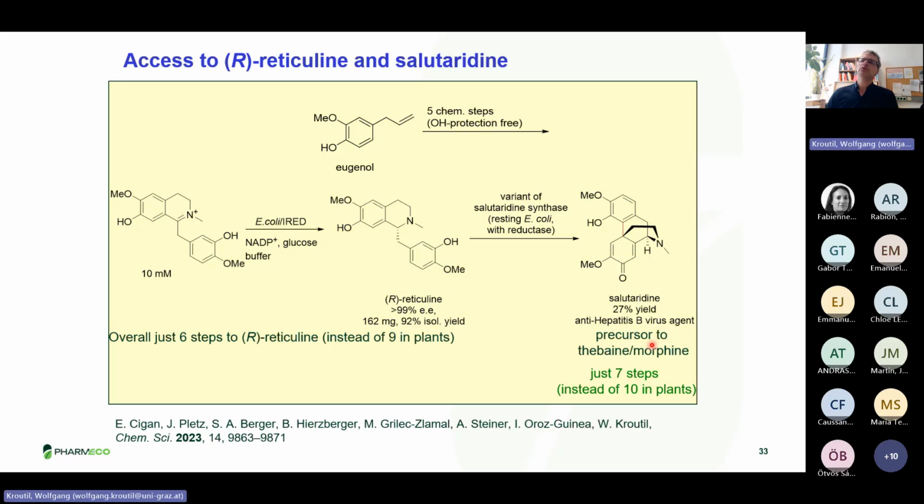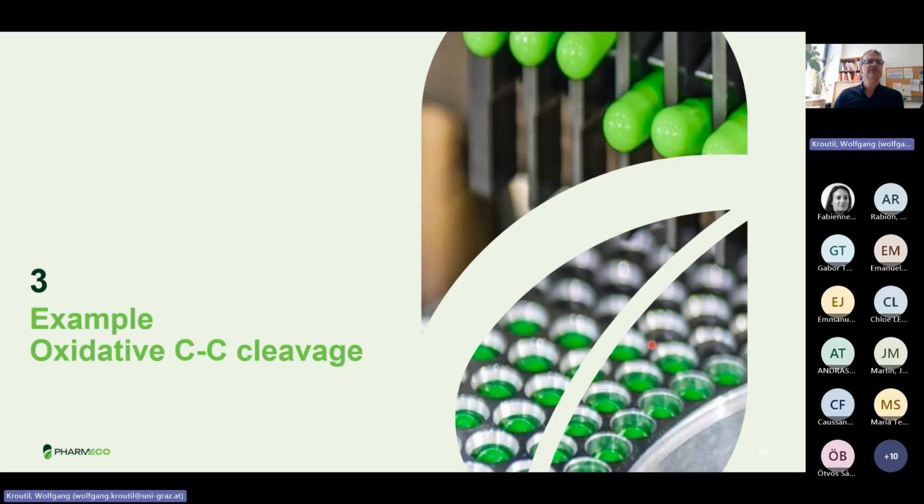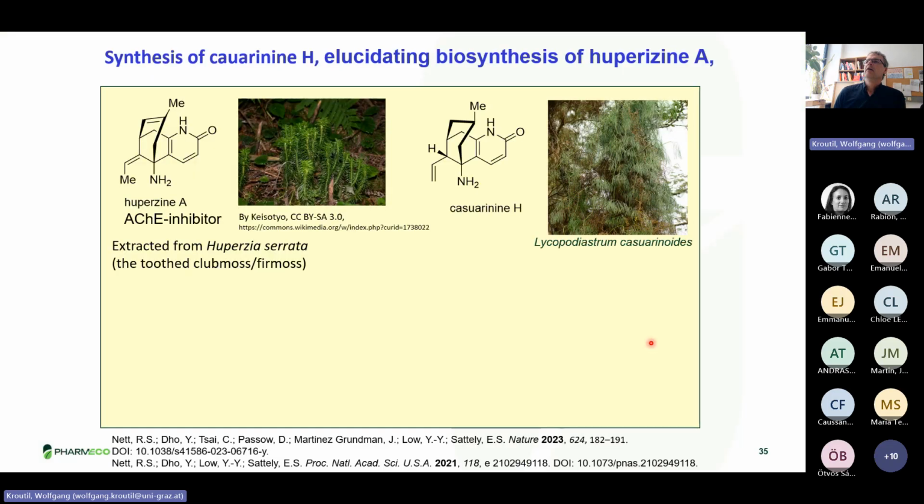Well, there were two examples for oxidative CC coupling. Well, oxidative CC cleavage, there we actually stepped in by coincidence. We thought to synthesize castorinin H, which is very similar to huperzine. The difference between these two molecules is the double bond here on top. And why did we not make huperzine right away? Well, this introduction of the double bond is the challenge. So we first, at the moment, looked to make castorinin.